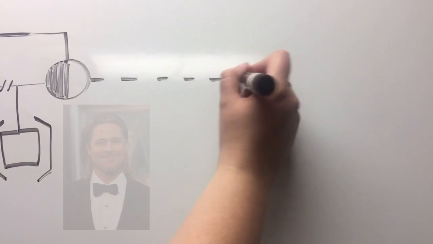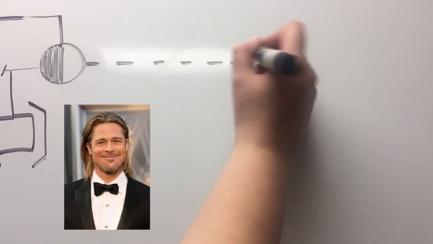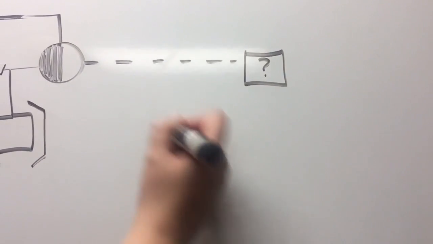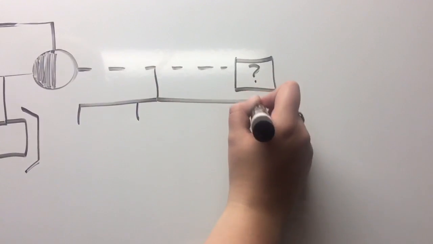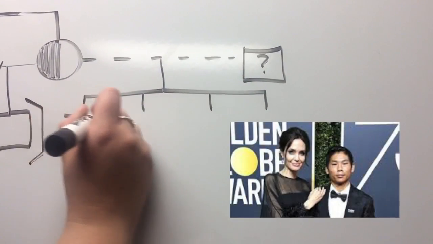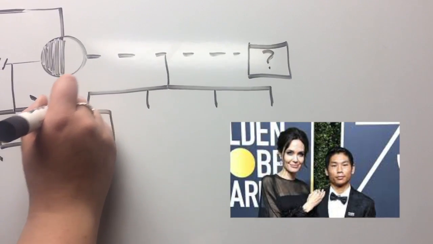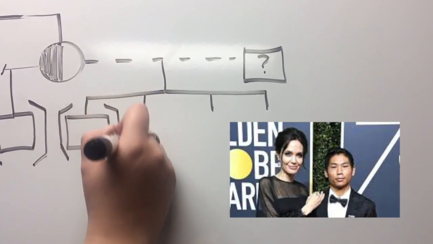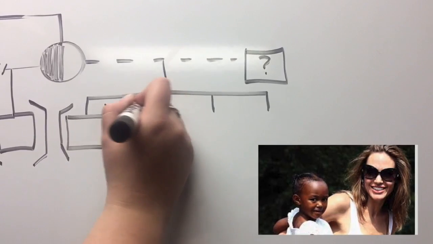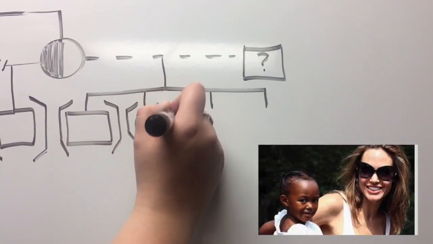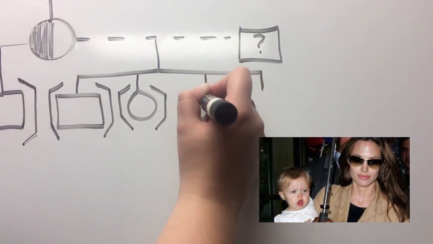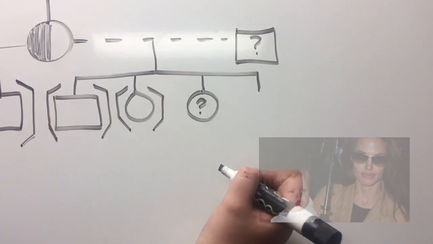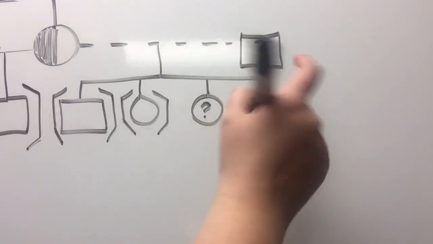Next, she started dating Brad Pitt, so they're connected by a dotted line. Then they had 4 sets of children. First, they adopted a male, so he will be a square with brackets around him. Then they adopted a female, so she will be a circle with brackets around her. Then they had a biological daughter, so it's a circle with no brackets, and we don't know if she's affected, so she is a question mark.